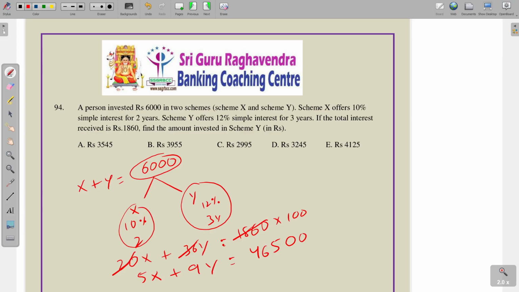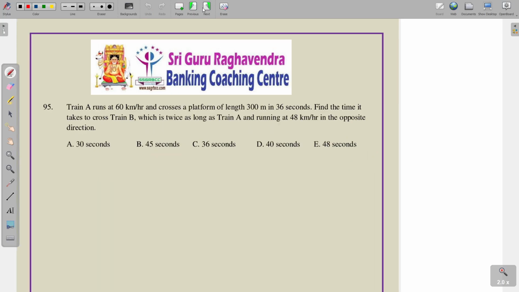This is 5x plus 9y equals 46,500, but they want the y value, so equate x and cancel this. In that, multiply x by 5. After this, subtract from this, and you get 4y. 5x cancels, 9y minus 5y is 4y, equals 46,500 minus 30,000, which is 16,500. Cancellation: 4 4s, 4 1s, 4 2s, 4 5s. This is the scheme of y value.